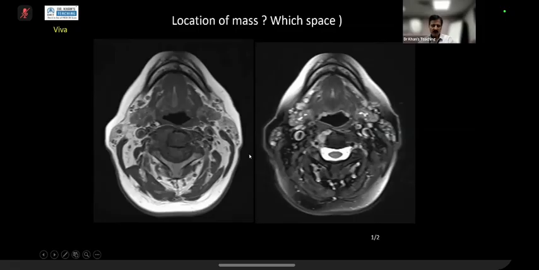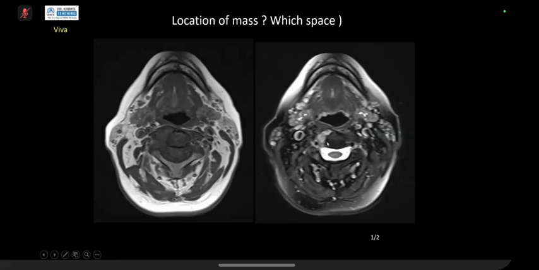If you see here, I've given you an MR, and this is a real life exam scenario where this patient had an MR neck, and this is a T1 weighted sequence. This is a STIR sequence. There is something sitting here. Which space is it? This is the question. I think this is in the prevertebral space. Why do you say that? Because the prevertebral muscles are displaced anteriorly.